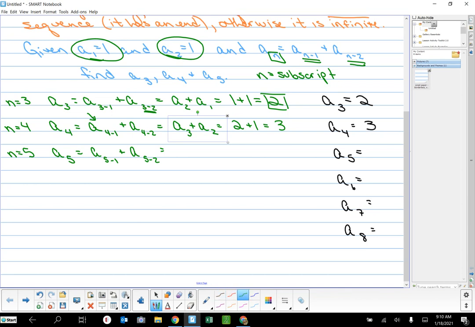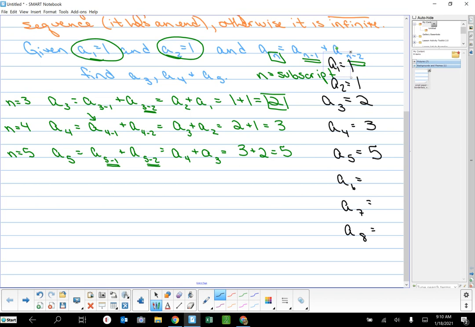And then let's go down here. So 5 minus 1 is a sub 4. 5 minus 2 is a sub 3. Well, a sub 4 we just found is 3. And a sub 3 we found earlier is 2. And so this is 5. All right, so we know a sub 1 was 1, and a sub 2 is also 1. So take a look at what we've got here.